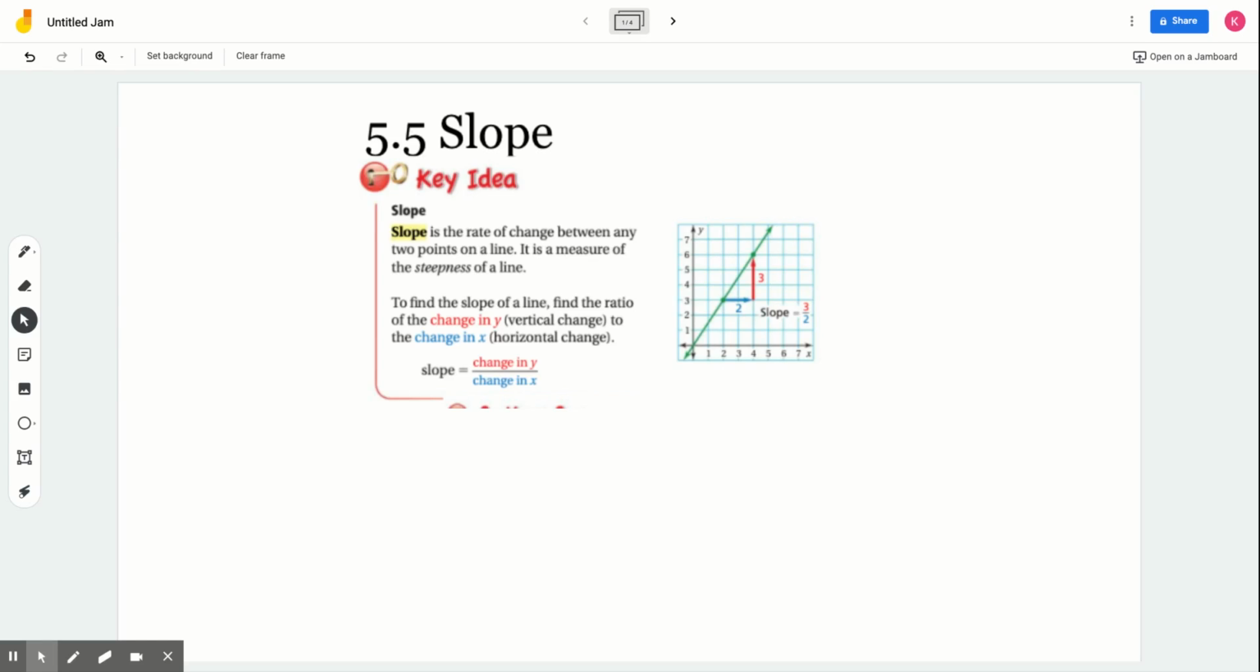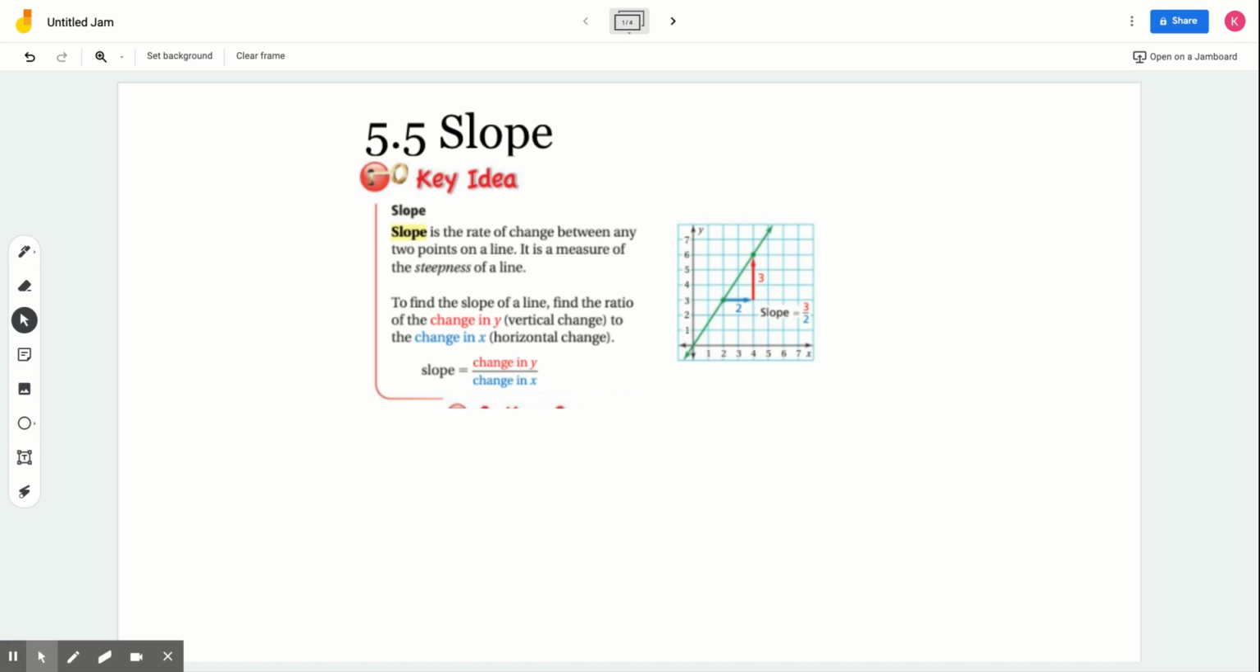Today's lesson is 5.5 on slope. Slope is the rate of change between any 2 points on a line. It is a measure of the steepness of a line. To find the slope of a line, find the ratio of the change in y, the vertical change or the up and down, to the change in x, the horizontal change.